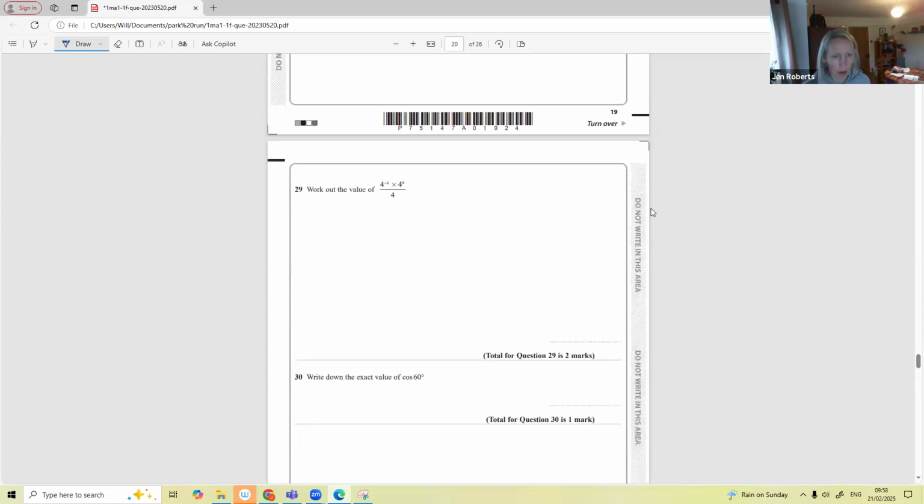Work out the value of. Right, base is the same. So when you're multiplying indices, you can add the powers. Minus 6 plus 9 is 3. So that was simplified to 4 to the power 3. Now we're dividing, so we subtract powers when the base is the same. The base is the same. 3 take away 1 is 2. So what's 4 squared? 16.